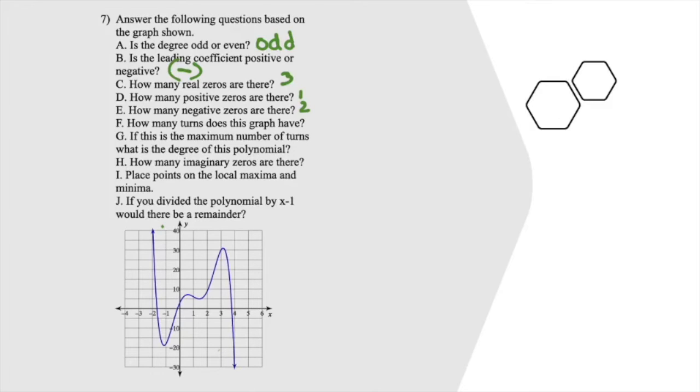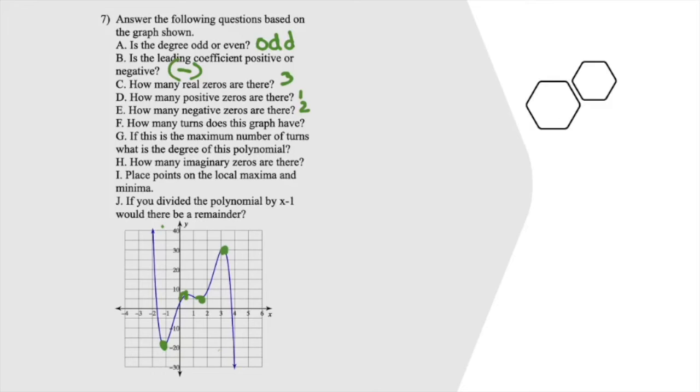How many turns does this graph have? 4. I've got a turn right here, here, here, and here. By the way, this is at the local maximums and local minimums. Not only have I done number F, now I've done a new one that you have not seen before. I've done I, but the maximum number of terms.